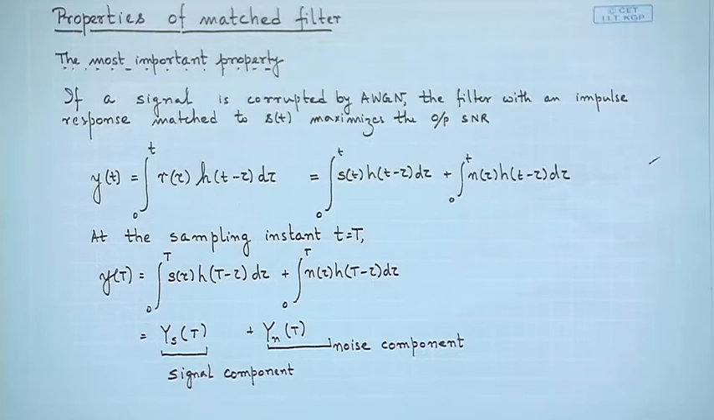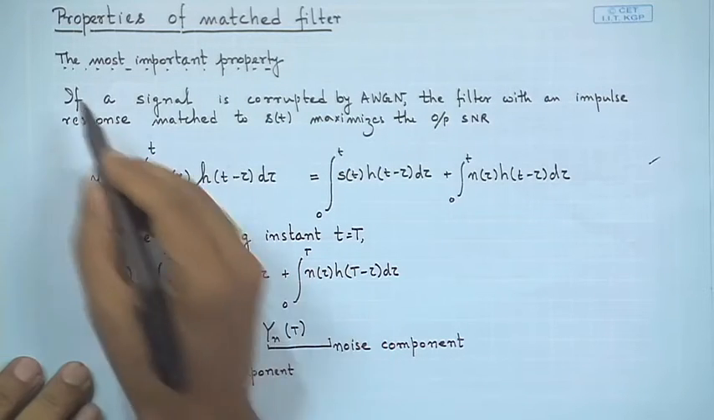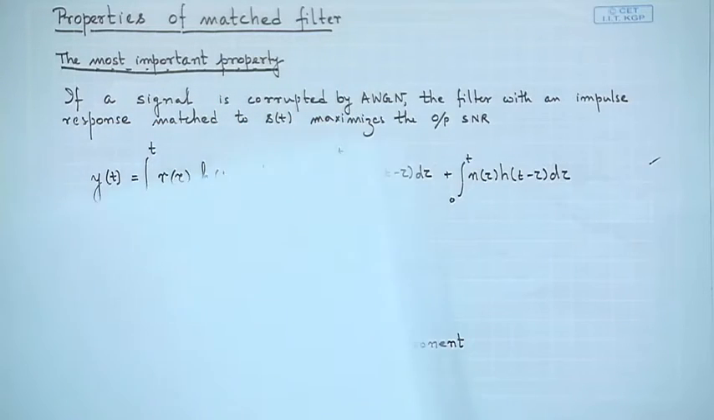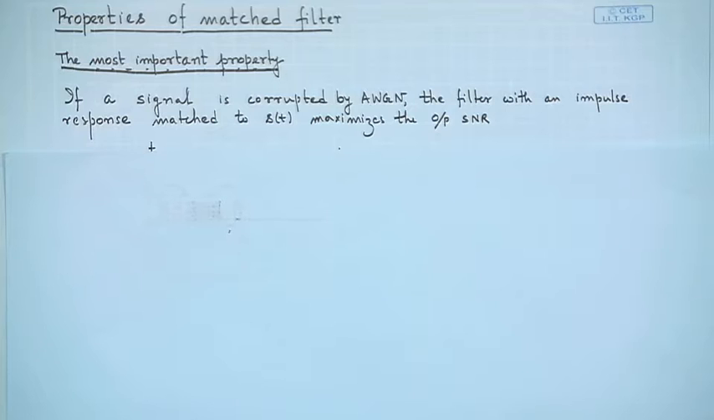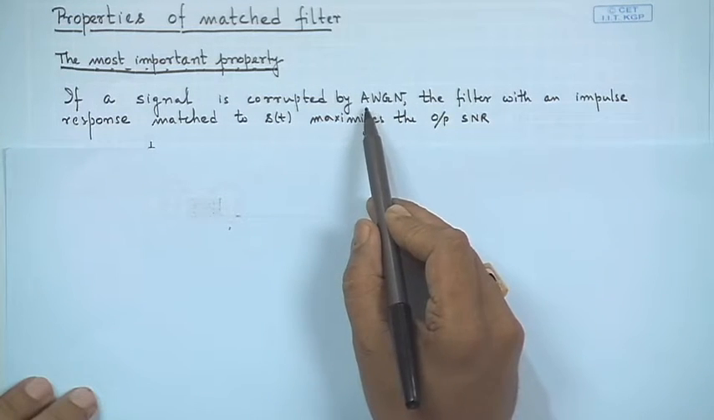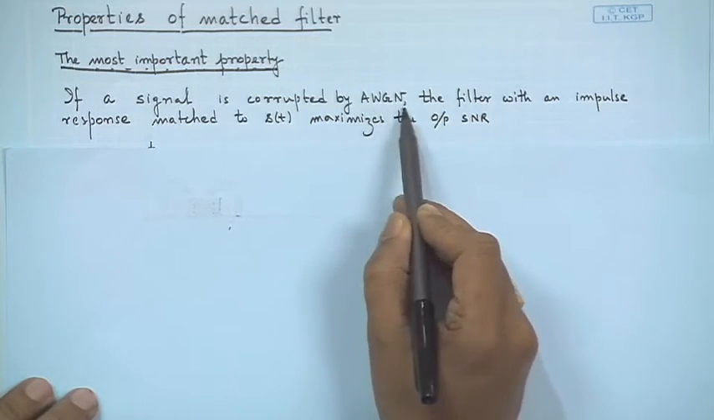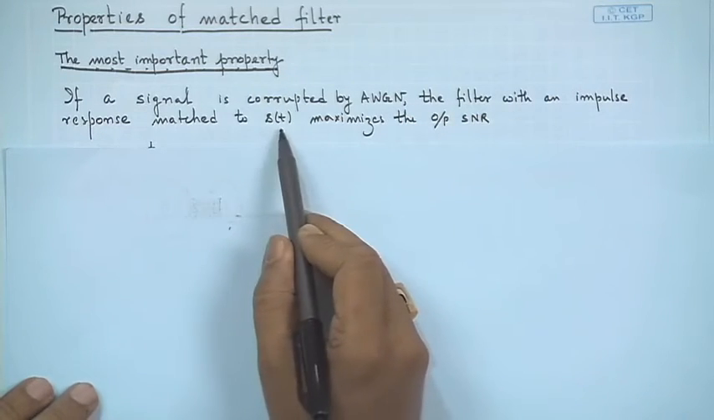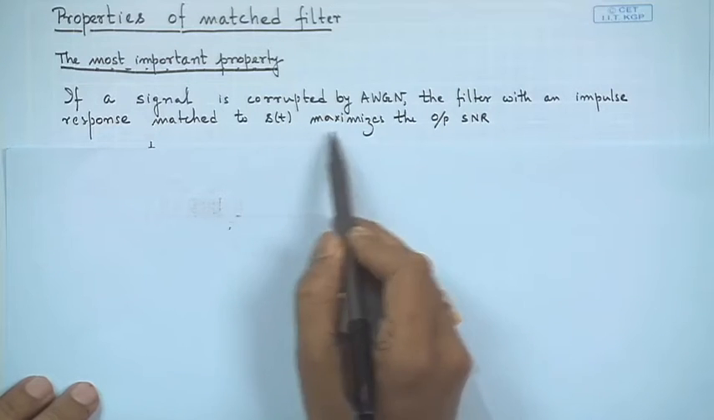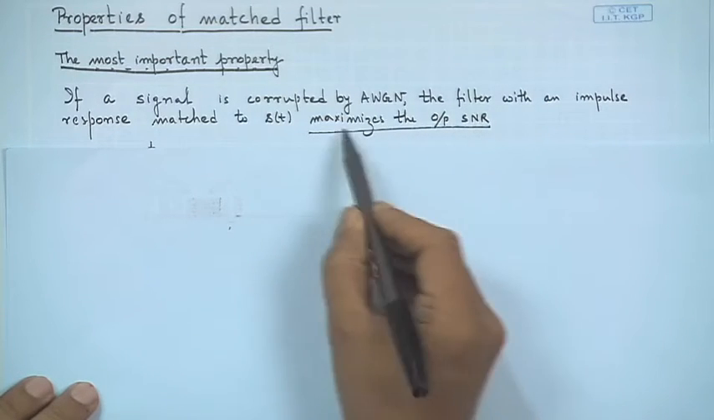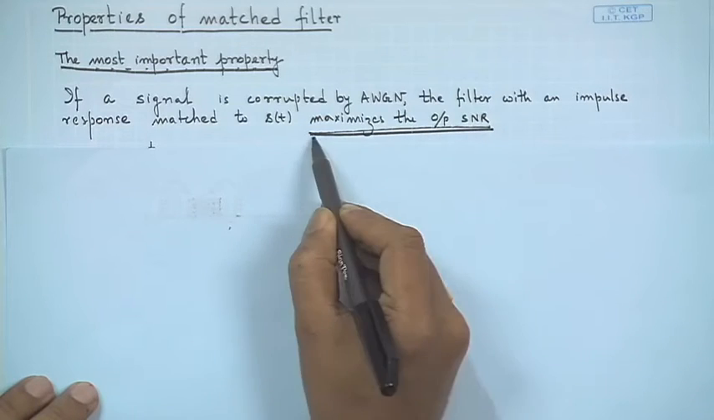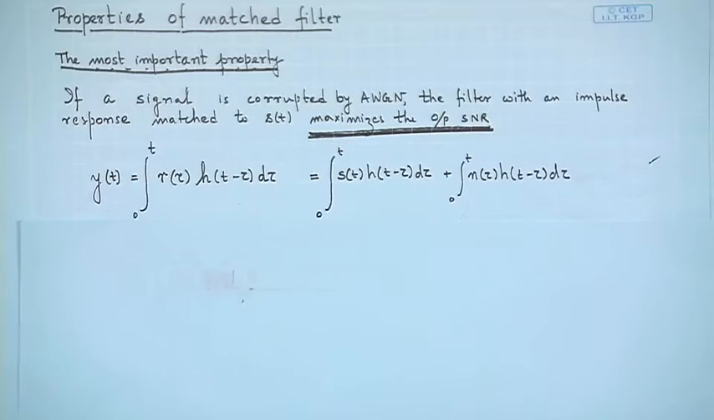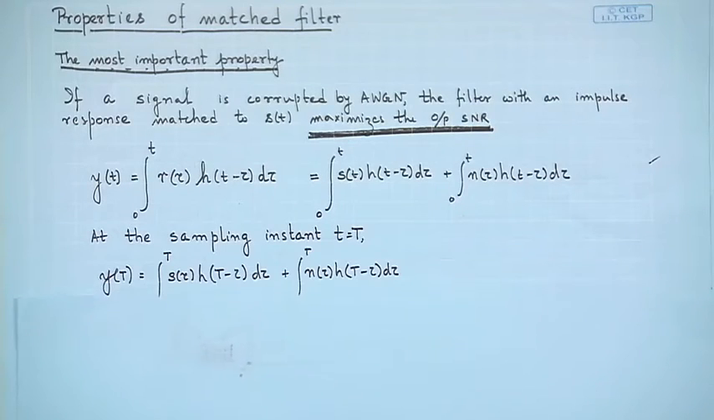One of the most important properties of the matched filter is that if a signal is corrupted by AWGN, additive white Gaussian noise, which is what we are considering, the filter with an impulse response matched to S of t, what we have already seen, maximizes the output SNR. This is very, very important. So, that is why we go for a matched filter receiver.